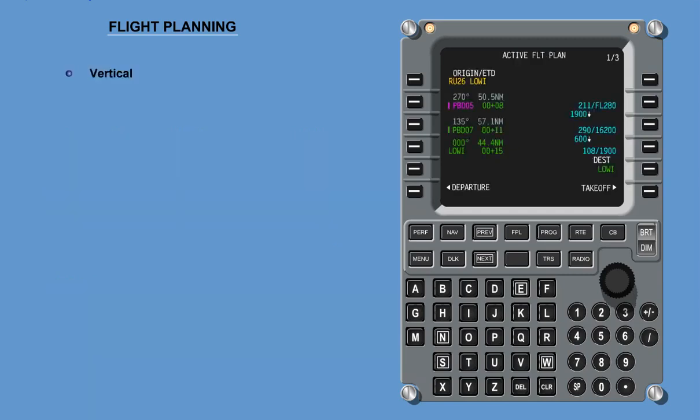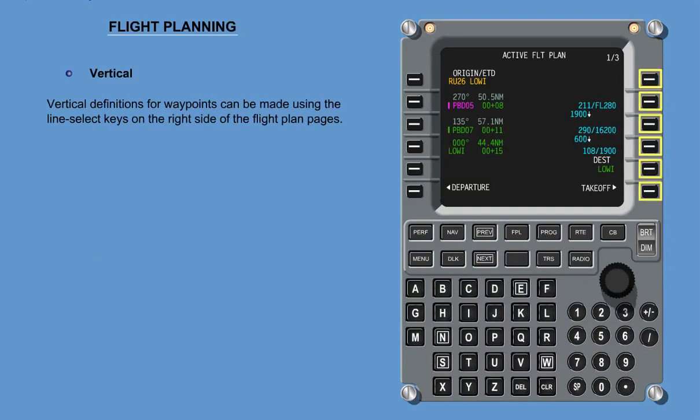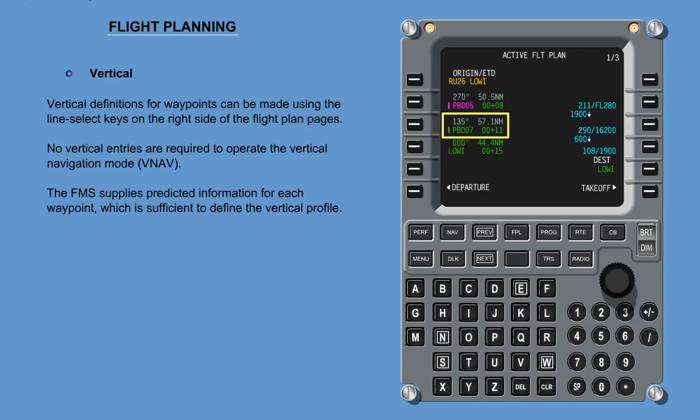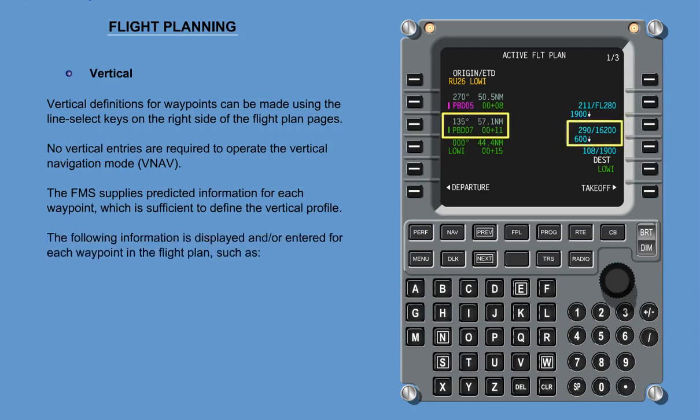Vertical Flight Plan. Vertical definitions for waypoints can be made using the line select keys on the right side of the flight plan pages. No vertical entries are required to operate the Vertical Navigation Mode, VNAV. The FMS supplies predicted information for each waypoint, which is sufficient to define the vertical profile. The following information is displayed and/or entered for each waypoint in the flight plan, such as altitude, speed, angle, vertical speed, constraint type.